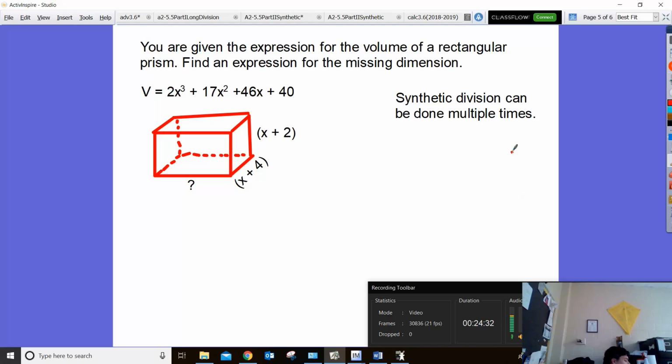So you're given the formula for volume of a rectangular prism, which is length times width times height. You've got the result of multiplying the length, the width, and the height together. It's that 2x cubed piece up there. The task here is to find the missing piece. It's actually really easy to do. I've got a little note up here that says you can do synthetic division more than once. You can do it as many times as it takes.